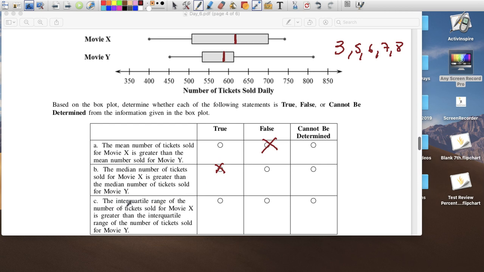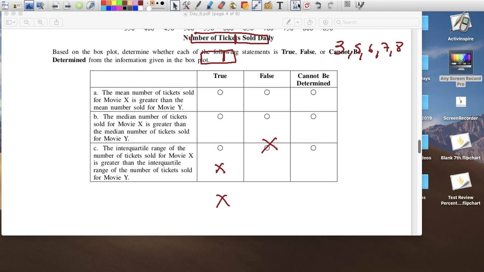The interquartile range of the number of tickets sold for movie X is greater than the interquartile range. So you can just see that the interquartile range is this box here, right? Is that bigger than the interquartile range for movie Y? Well, you can definitely see that it's true. So that is definitely true just by looking visually. And that's it.